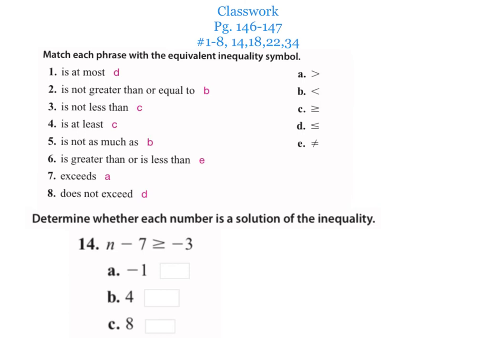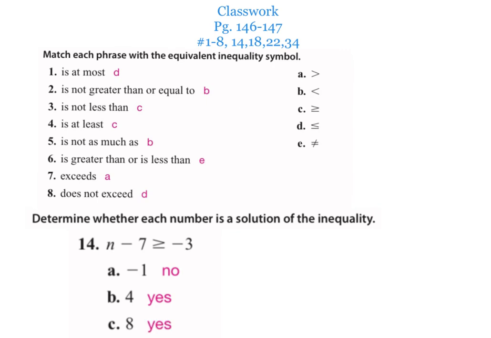-1 minus 7. That is -8. Is that greater than or equal to -3? No, it is not greater than or equal to -3. It's negative numbers here. 4 minus 7 is -3. Would that make this statement true? Yes. 8 minus 7 is 1. Is 1 bigger than or equal to -3? Yes, it is.